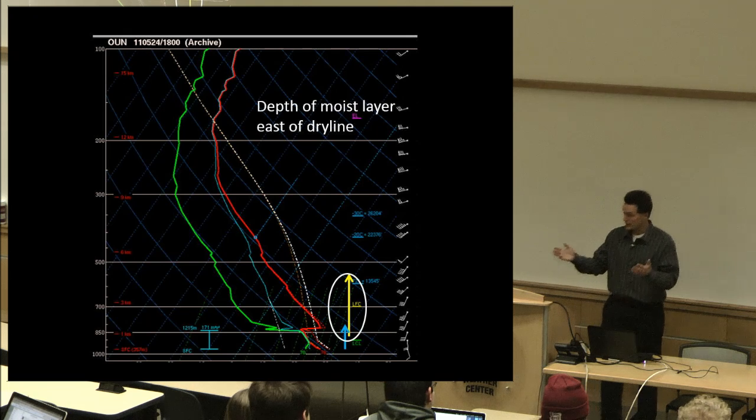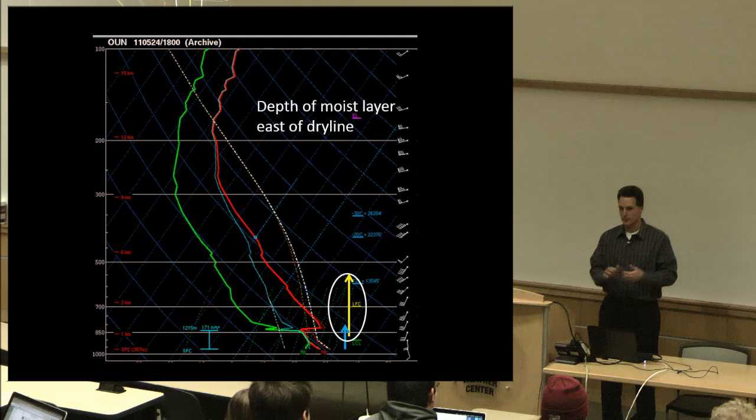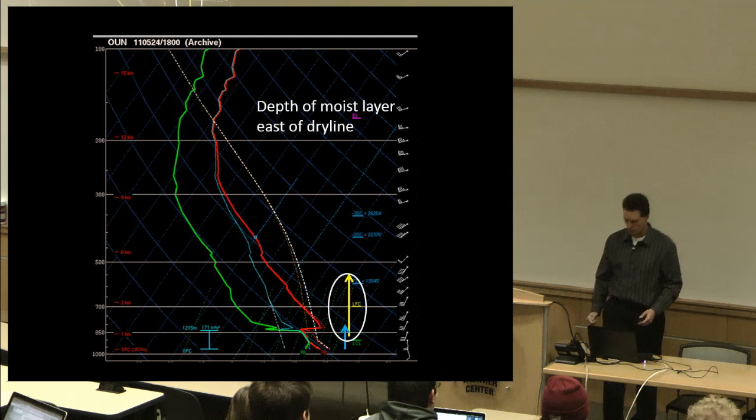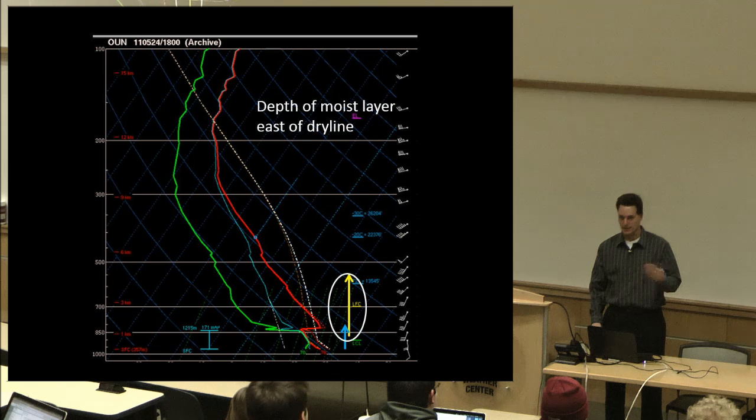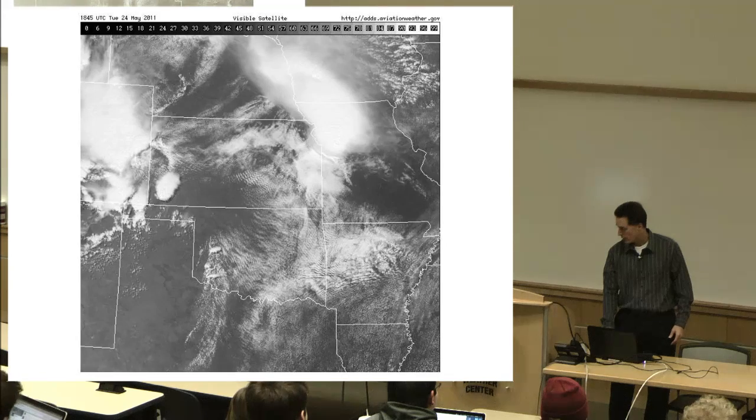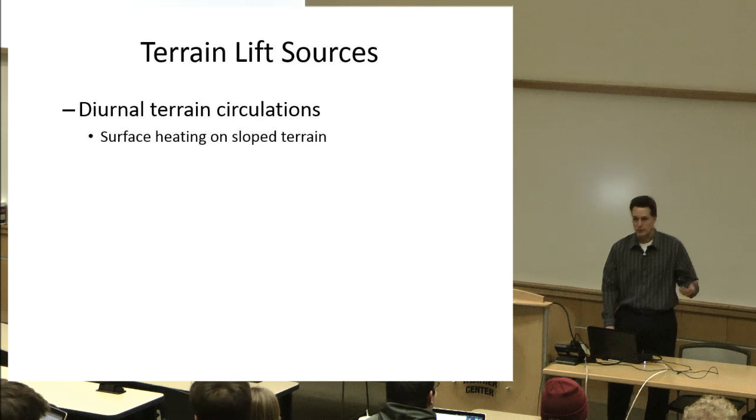But in this case, since the vertical motion with the dry line circulation actually scales with the depth of that moist layer, the higher it goes, the closer you're liable to be to a level of free convection to begin with. So the less lift you need, the less residence time you need. All right. Terrain, there's all sorts of other stuff.